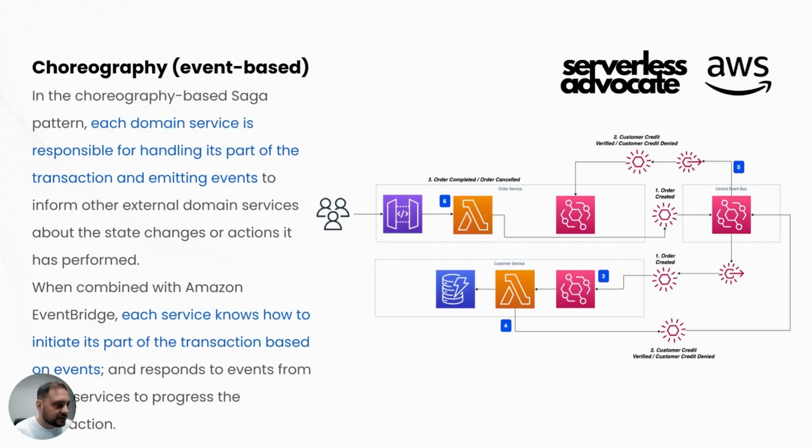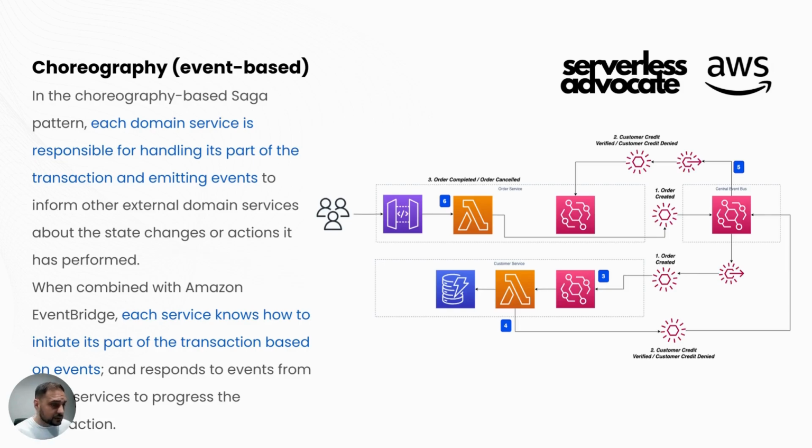So let's start with choreography, the event-based example. So this is very decoupled, as you can imagine. It's all based on events. So if we look here in the example, we've got the order service, and off that Lambda function, we publish an order created event. So it's in a draft status at that point. That goes to the central event bus.